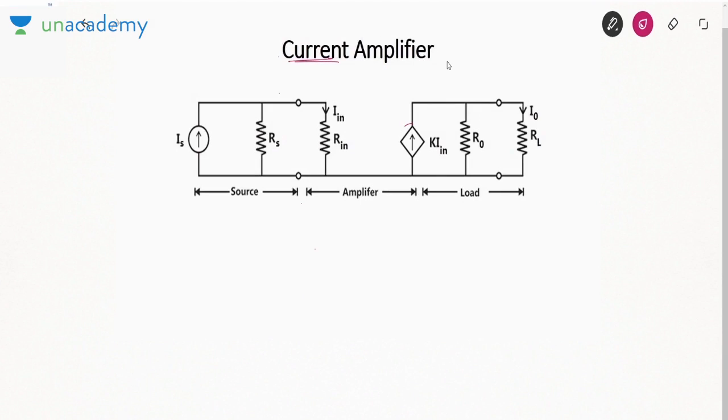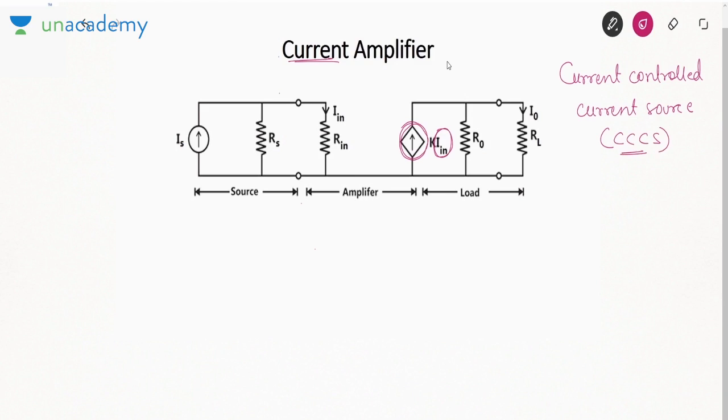In this, if you see, it is a dependent current source. On what factor is it depending? It is depending on In. So it is a current source which depends on another current. That is why it is also called a current controlled current source, or you can say CCCS.